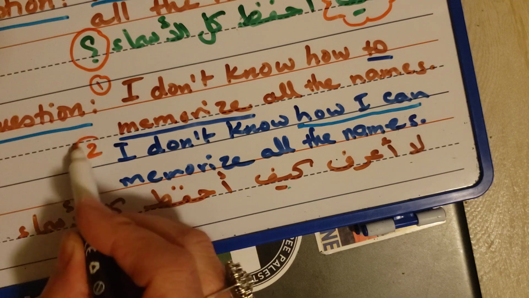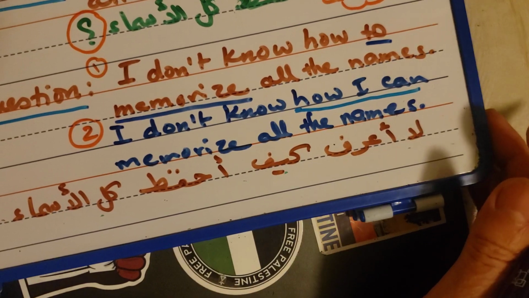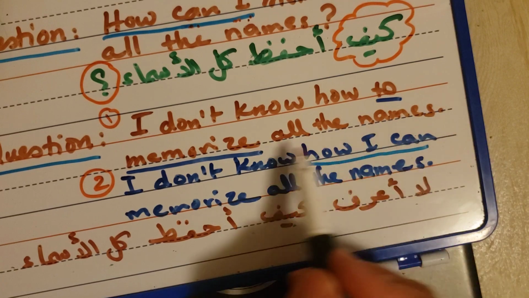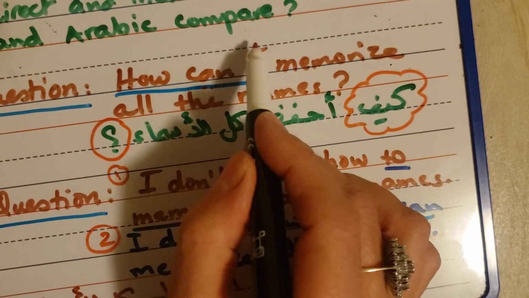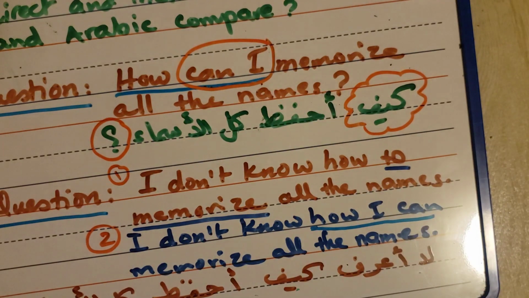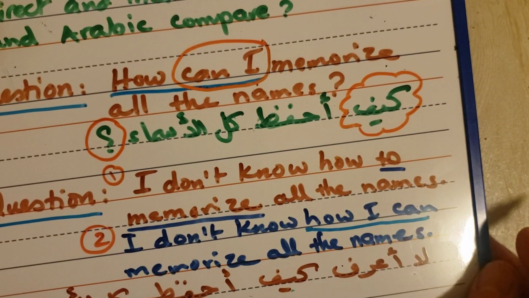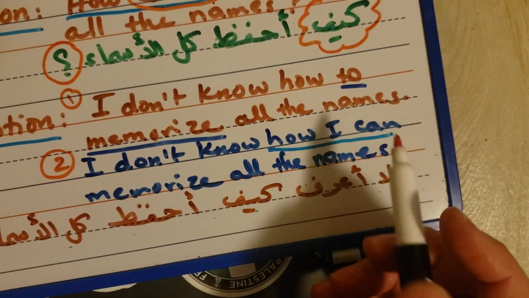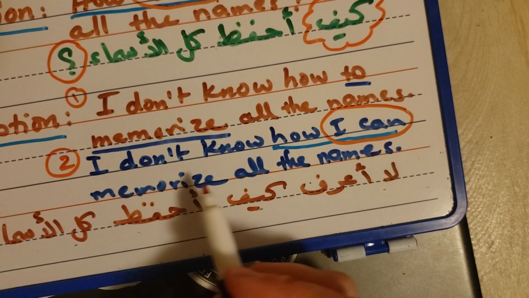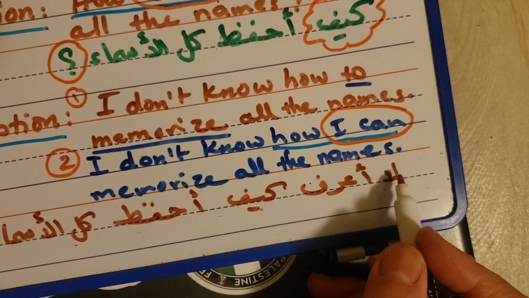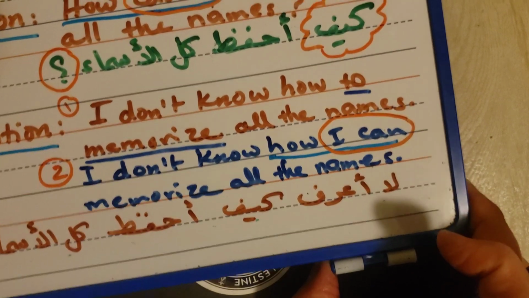Another way to create an indirect question is to say, I do not know how I can memorize all the names. Compare this indirect question to the direct question structure. What did you notice here? Can came first, the auxiliary verb came first and then the subject, whereas in the indirect question, you had I can. The subject came first and then the verb. So I do not know how I can memorize all the names. The auxiliary verb came after I, instead of I coming after can.